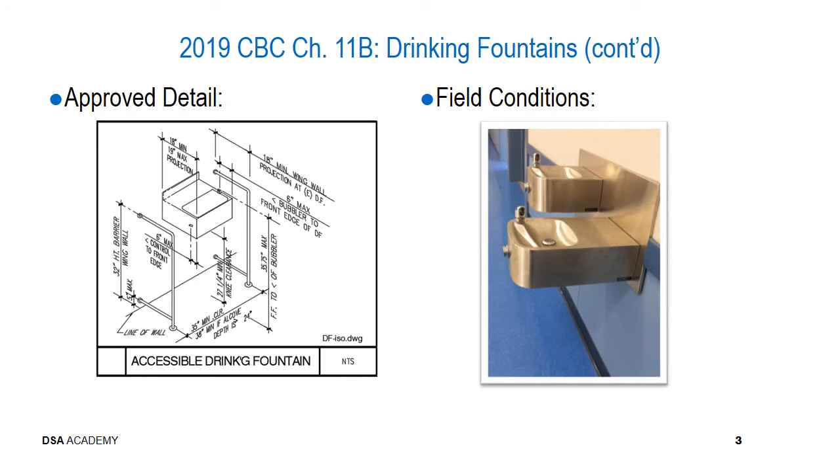The drinking fountain on the left indicates the required protection at a drinking fountain that extends more than 4 inches from the wall, which then makes it a protruding object. On the right is a photograph of the actual field conditions, which creates a hazard due to the fact that there is no protection to stop someone with a vision impairment from walking directly into the drinking fountain.